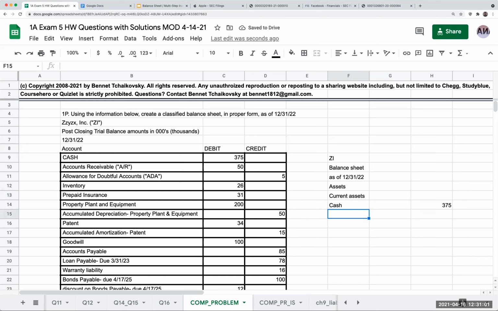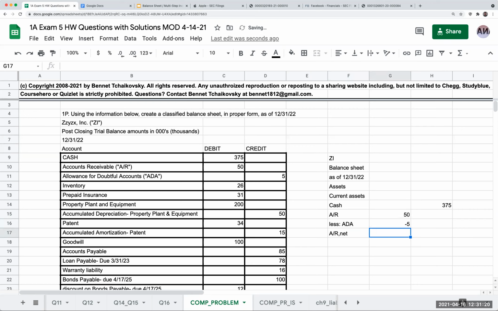Then with accounts receivable, right? Accounts receivable is what I expect to collect from customers. But the important disclosure is, what do I ultimately expect to receive? So I have to take accounts receivable less the allowance for doubtful accounts, which gives me accounts receivable net.